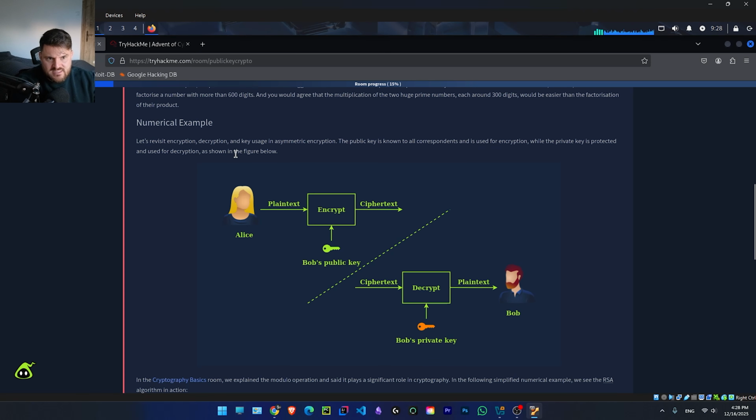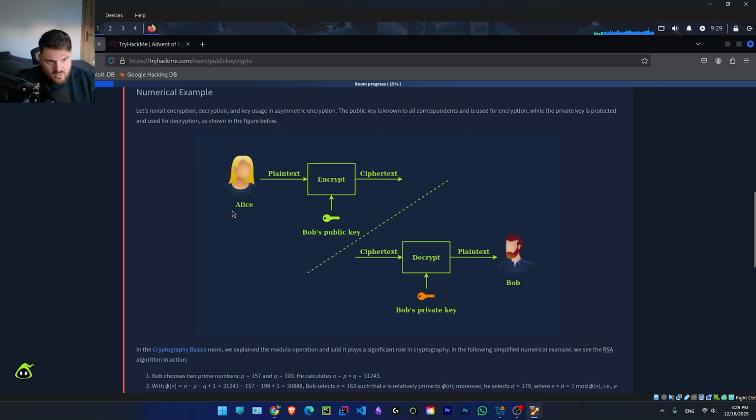Numerical example. Let's revisit encryption, decryption, and key usage in asymmetric encryption. The public key is known to all correspondents and is used for encryption, while the private key is protected and used for decryption, as shown in the figure below. We have Alice and Bob. We have a plain text that we want to encrypt. The encryption of that plain text gives a ciphertext. We use the public key in order to encrypt this. Bob receives the message, receives the ciphertext, and uses his private key, which only he has, and can see our plain text.